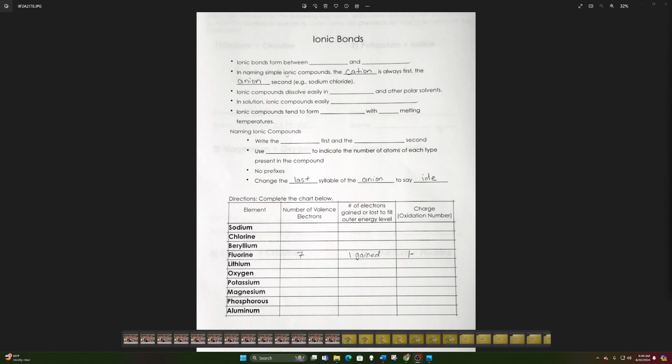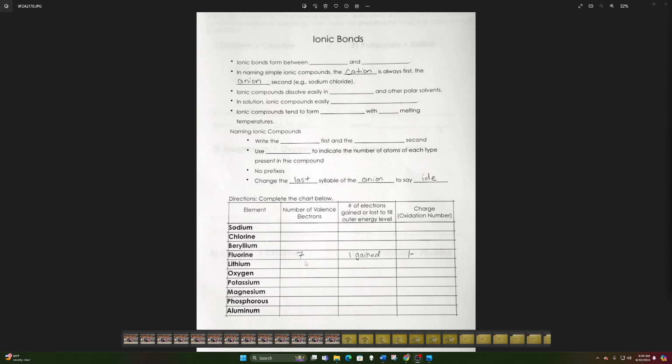So in naming simple ionic compounds, the cation is always first. The anion is second. The cation, remember, is the positive charge, it's a metal, and the anion is a negative charge, it's a nonmetal. So if we had sodium, which is a cation, and chloride, which is a negative ion, also notice that instead of it being sodium chlorine, it's sodium chloride. The anion always gets the "ide" ending. The nonmetal always gets the "ide" ending, which is what it says down here. Okay, so that's always going to be the case.